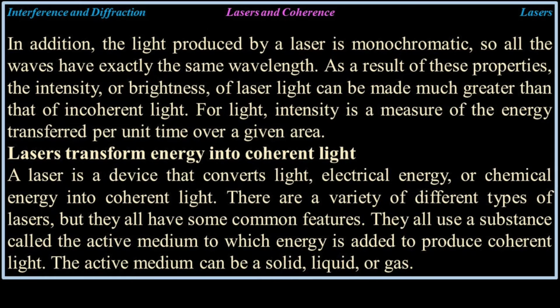Lasers transform energy into coherent light. A laser is a device that converts light, electrical energy, or chemical energy into coherent light. There are a variety of different types of lasers, but they all have some common features. They all use a substance called the active medium, in which energy is added to produce coherent light. The active medium can be a solid, liquid, or gas.